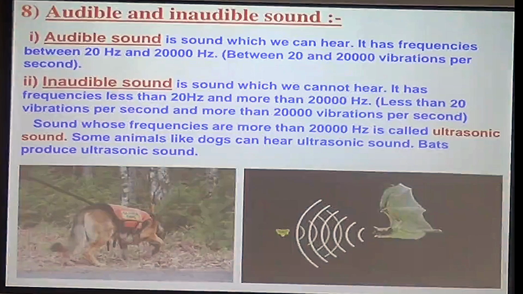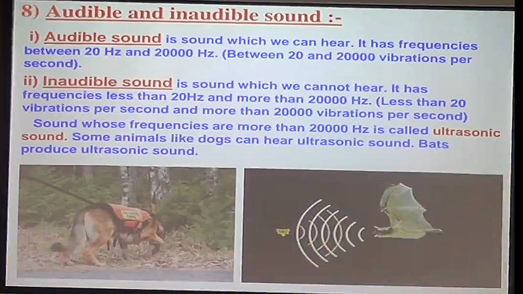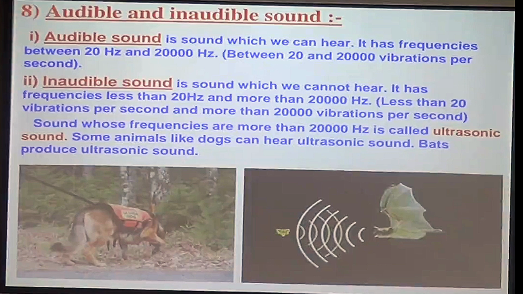Sounds whose frequencies are more than 20,000 Hz are known as ultrasonics, and those below 20 Hz are infrasonics. Some animals like dogs can hear ultrasonic sounds, and bats can produce ultrasonic sounds through which they can also detect their prey.